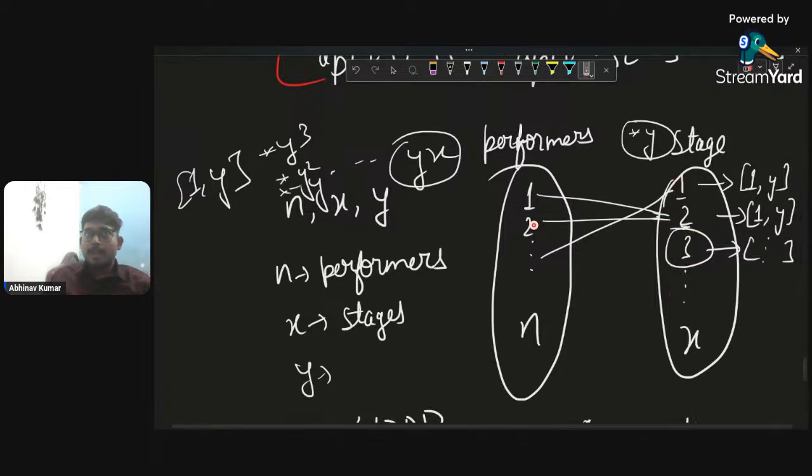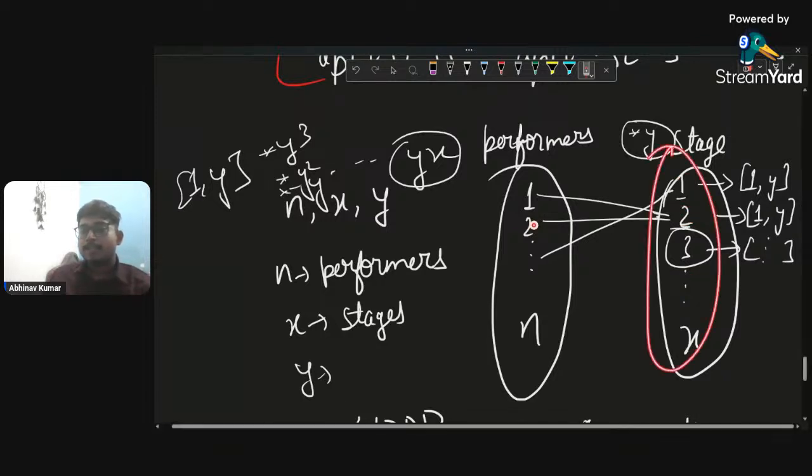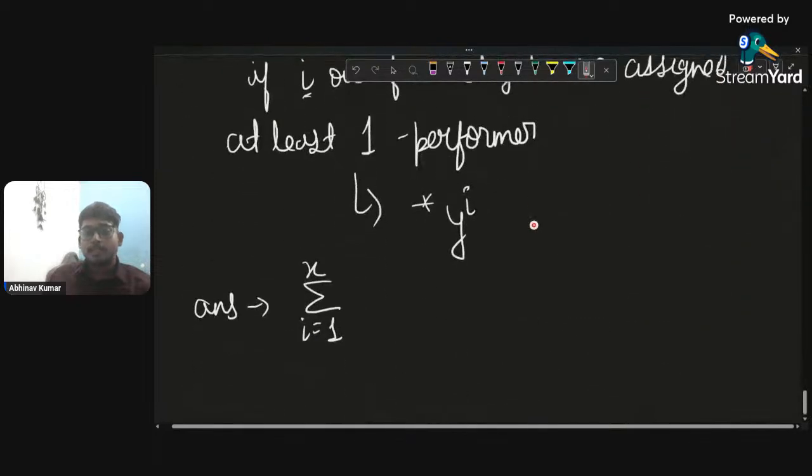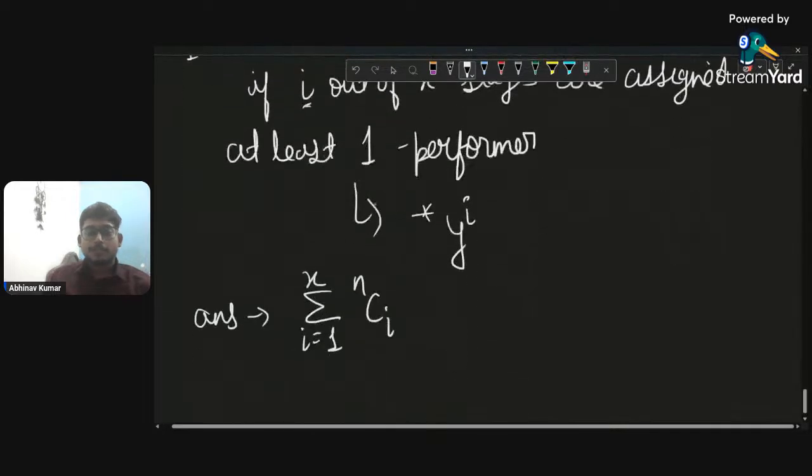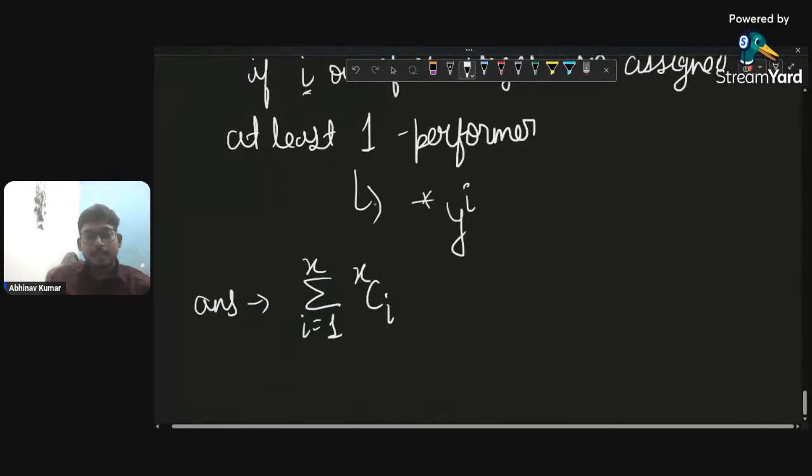There are exactly I stages that are assigned at least one performer. First you would have to choose what all those I stages are. So among X, let's choose the I stages. That would be the number of ways, X choose I. There are X stages, among which I would choose the I stages that would be assigned performers.